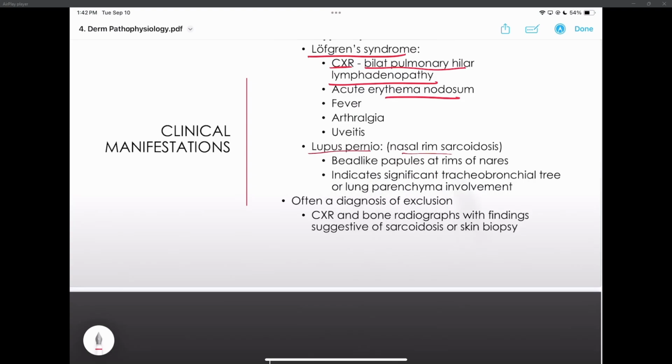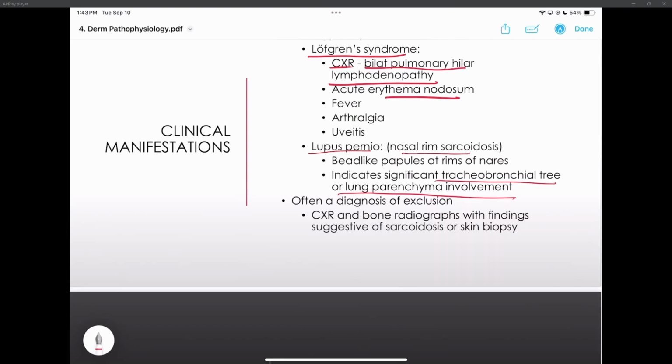This is your nasal rim sarcoid. All of those granulomas around the nasal fold and the nose. Okay, that's lupus pernio. Bead-like papules in the rims of the nares. If they have that, tracheal, bronchial tree, or lung parenchyma involvement. If they already have these granulomas, assume they have problems inside the lungs as well.